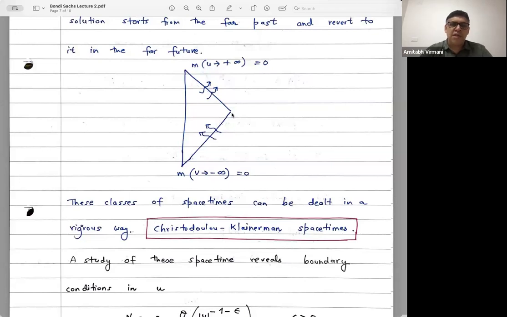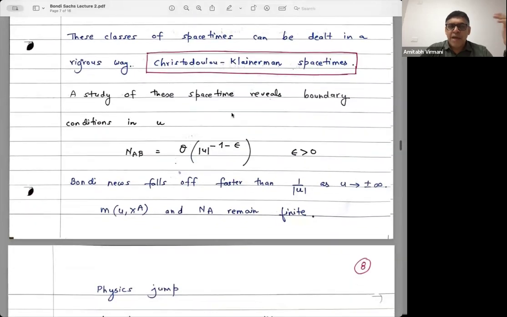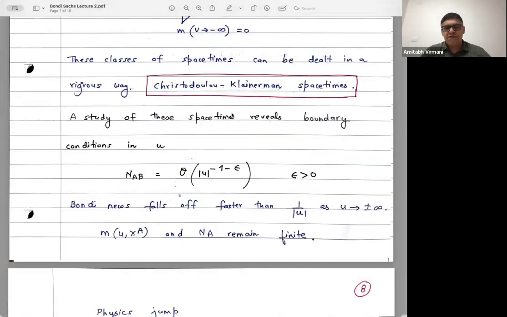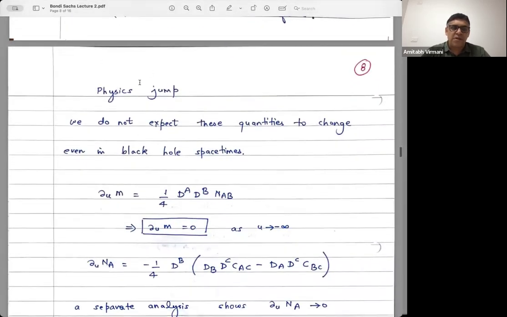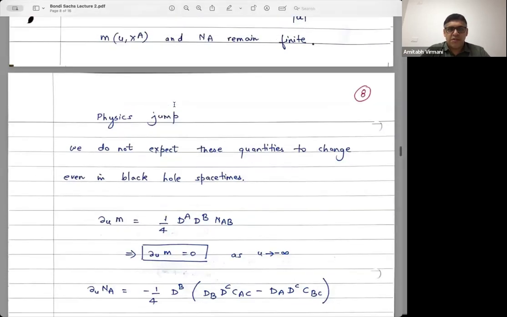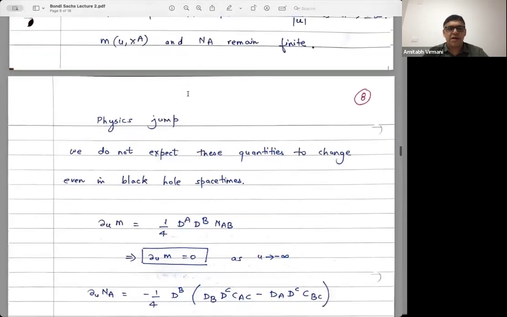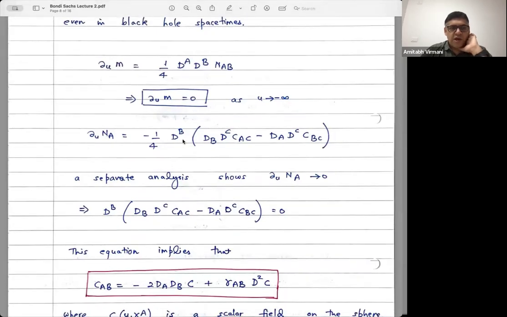And this is one question that has attracted a lot of attention. People have tried to use matching of physics at past null infinity to physics at future null infinity. Okay, and this is essentially based on this physics jump, which takes these boundary conditions even for black hole spacetimes. Okay, so I will give you another example.